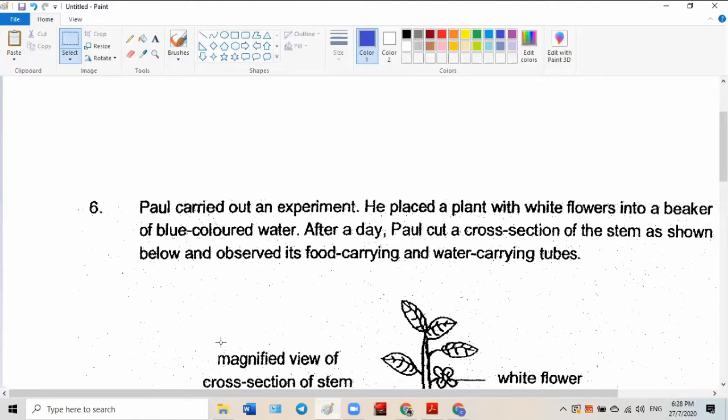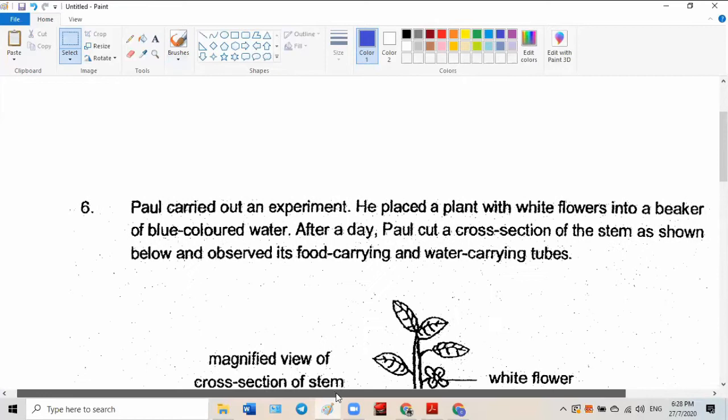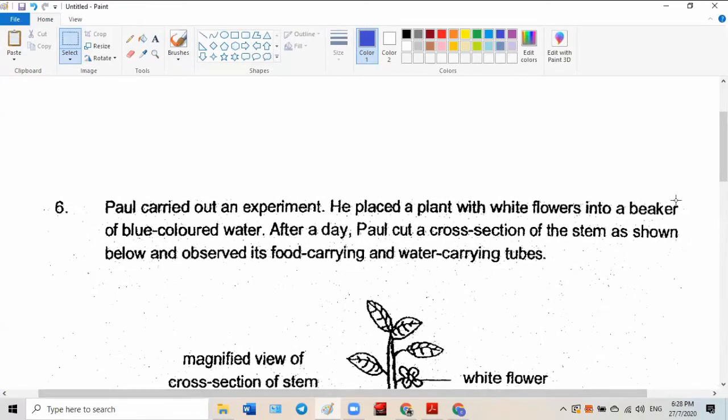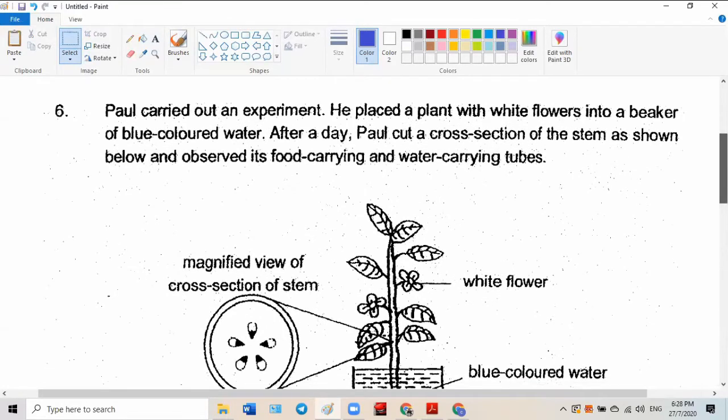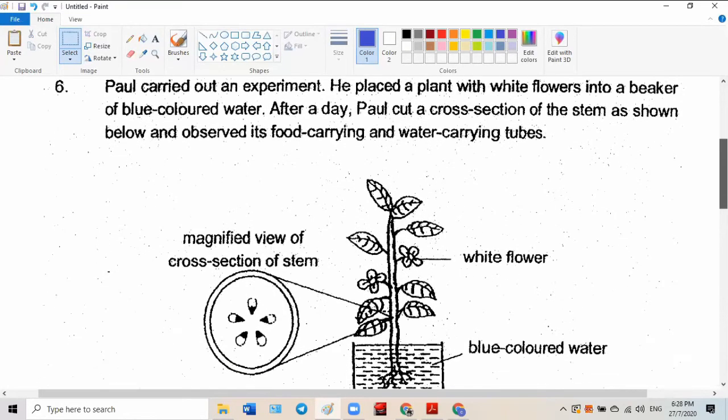Alright, Paul carried out an experiment. He placed the plant in a beaker of blue colored water. After one day, Paul cut a section of the stem and observed the food carrying tubes and the water carrying tubes. I know you say you haven't learned yet, but we also just learn now, okay? The food carrying tubes are always on the outside, near the outside of the stem there. The water carrying tubes are inside.